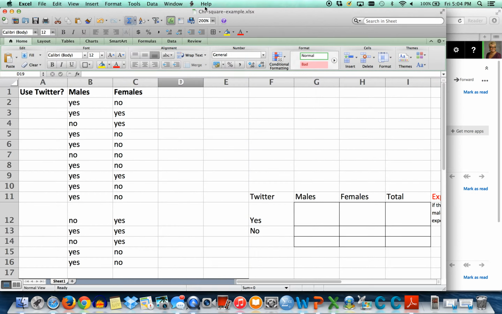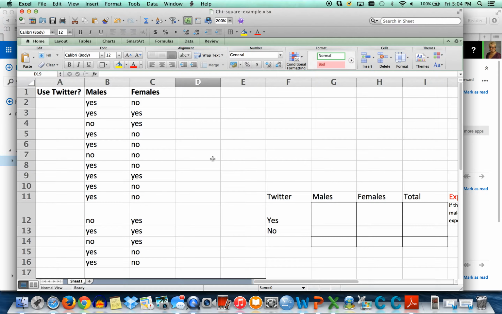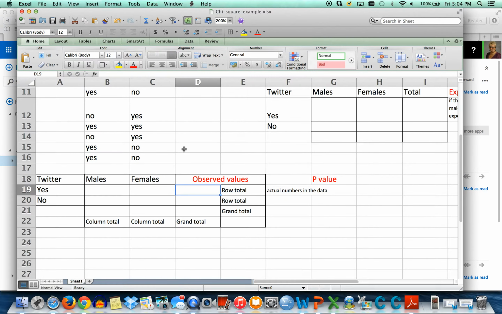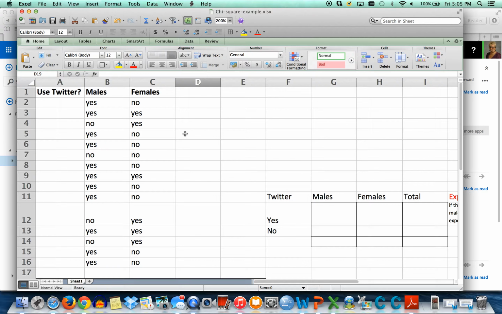Okay, so what I have here is the data or the worksheet in Excel for data collected on whether or not males or females are more likely to use Twitter. So you can see I have a column for males, a column for females, and then whether or not they use Twitter is a yes or no. What we have to do is organize this into a 2x2 box. So I made it so that there's only 15 in each column, so it's a little bit easier.